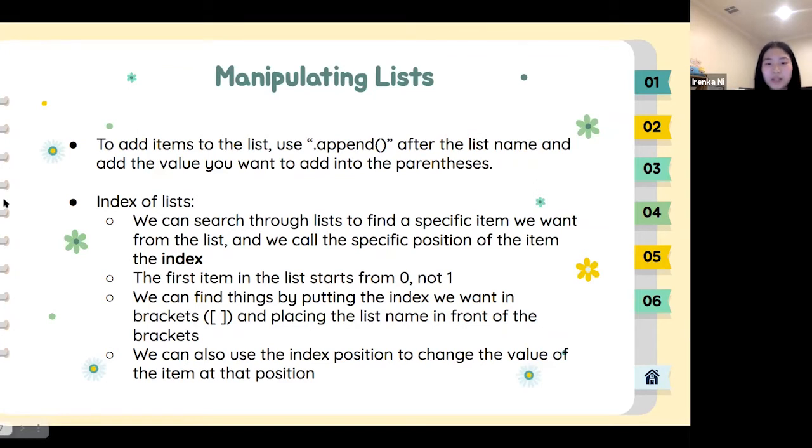We can also use the index position to change the value of the item at that position. For example, still with index 2, item 3, you might say, I don't want item 3 to be that item anymore. Then you could use the index to change that item. We can take a look at that in a little bit too.